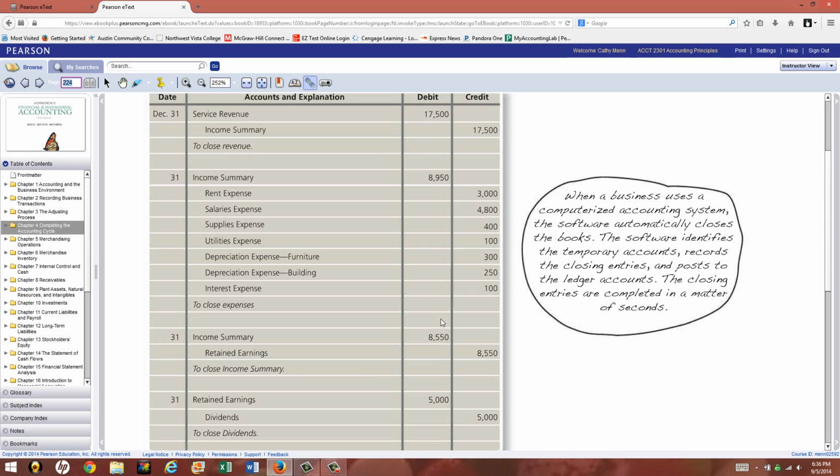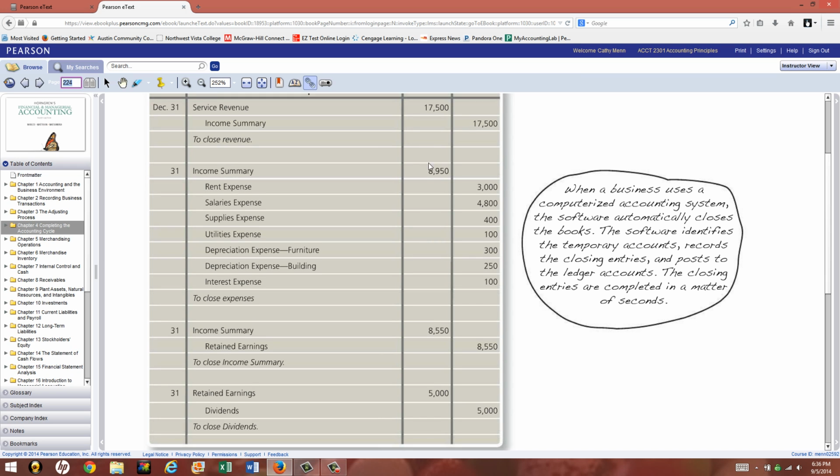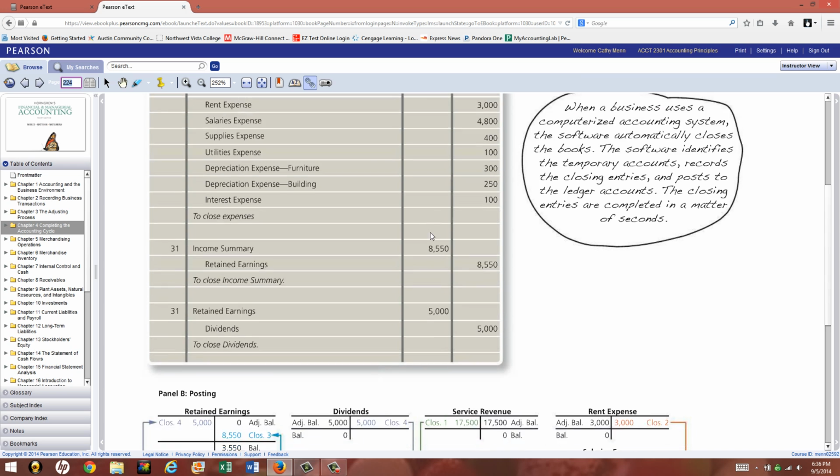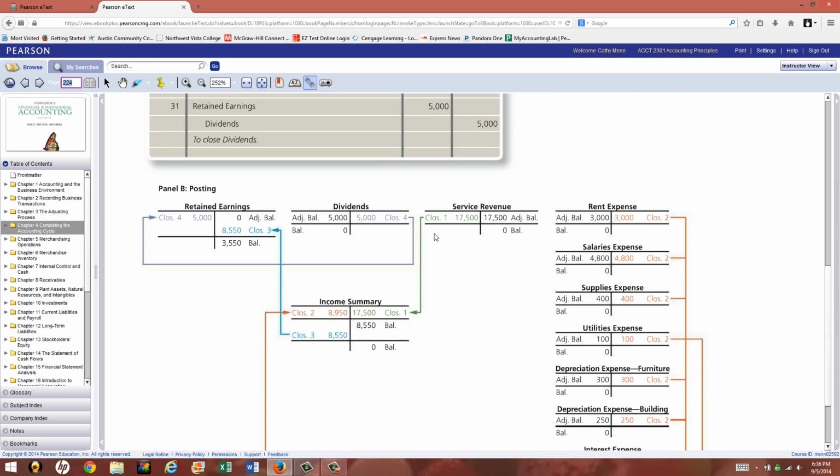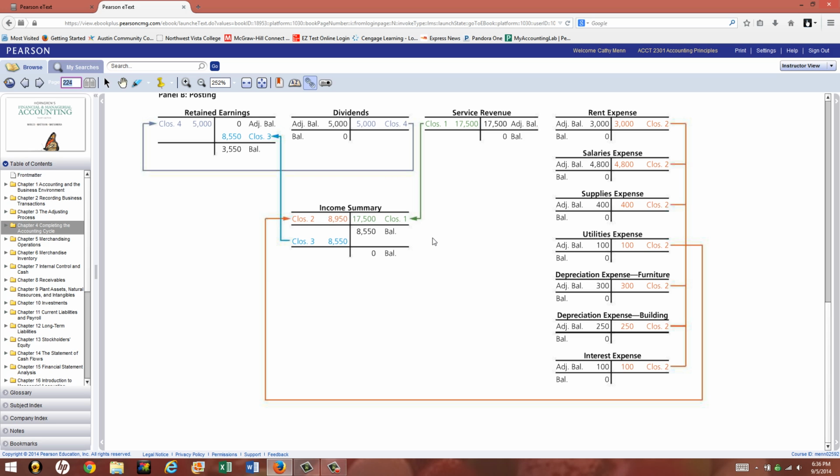Now, if you remember the purpose of the third one, you could go back and look on page 220 if you need to, but the purpose of the third closing entry is to take the income summary account and close it to zero. I think they have it illustrated here. So here's the income summary. This is the first closing entry. They had the $17,500. The second closing entry had the $8,950. And notice then there's a difference between these two of $8,550 credit. We have to close this income summary account to a zero.